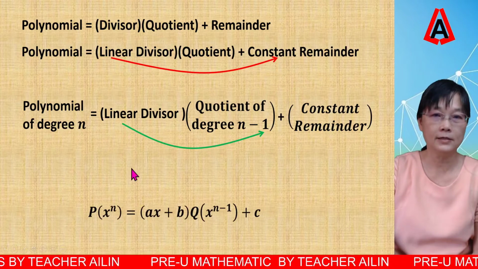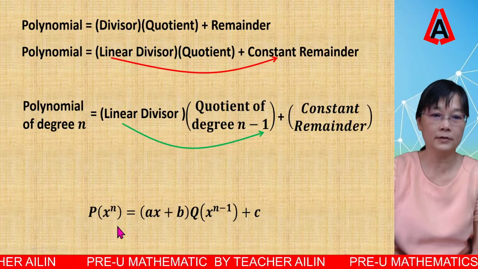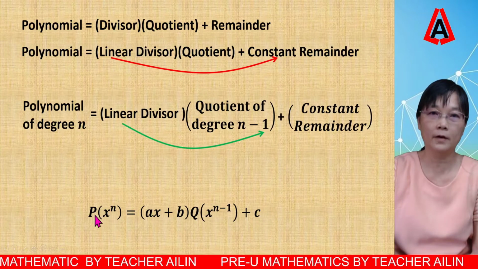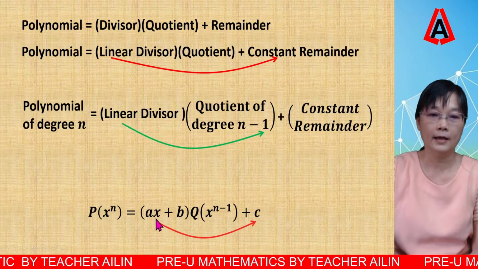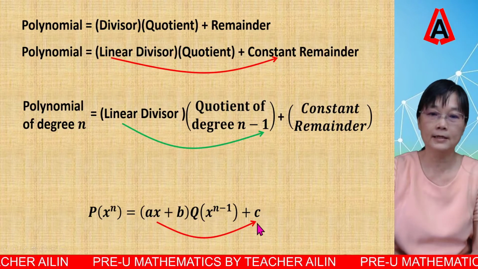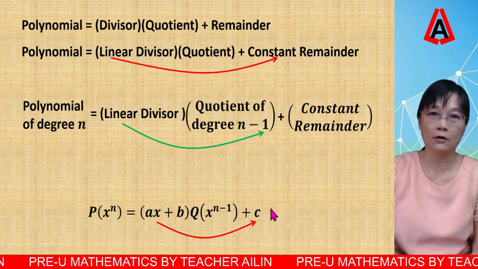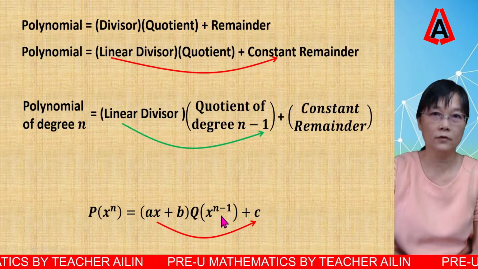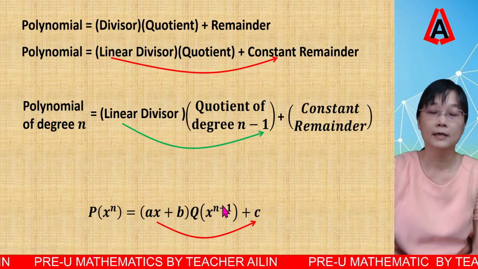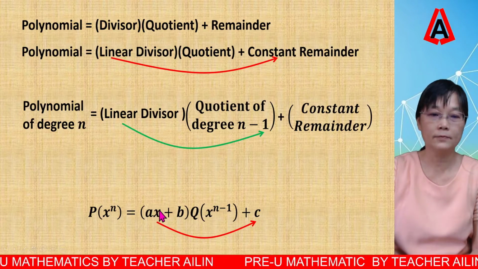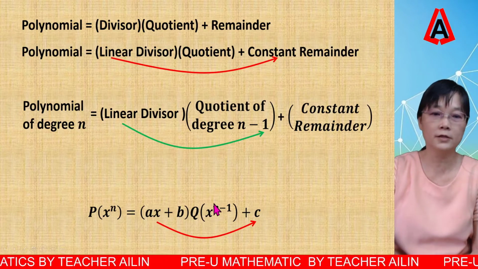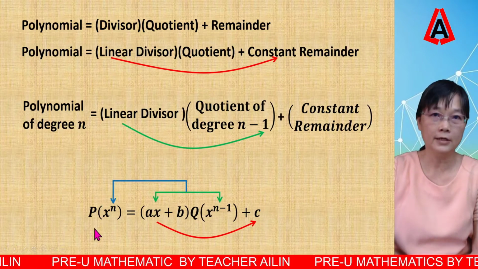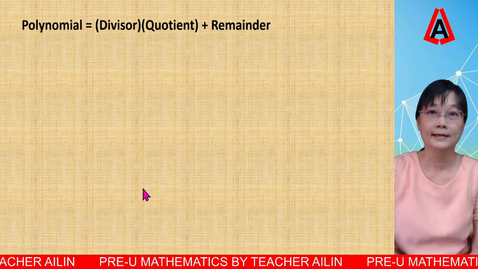If we write this in mathematical symbols, you can see that when the highest power of the polynomial is n, and the divisor is linear, then the remainder is a constant, and the highest power of the quotient is n minus 1. So when we sum the highest power of the divisor and the quotient, we find that it is the same as the degree of the polynomial.